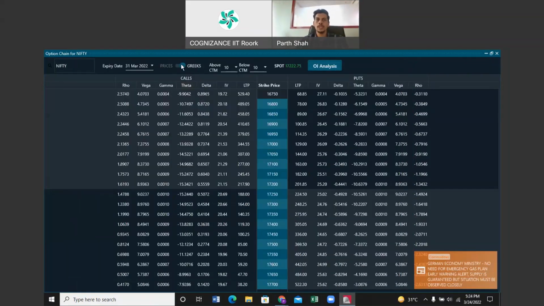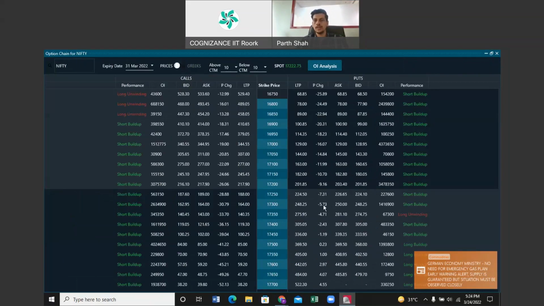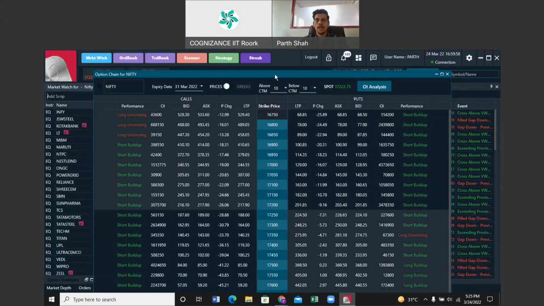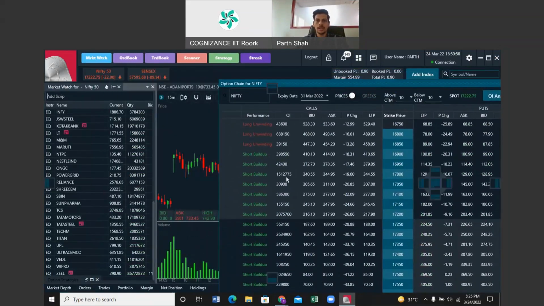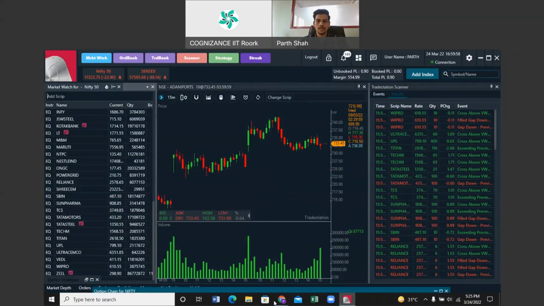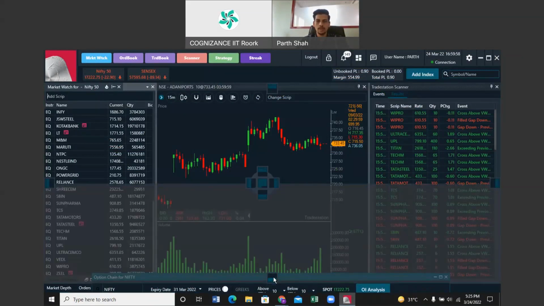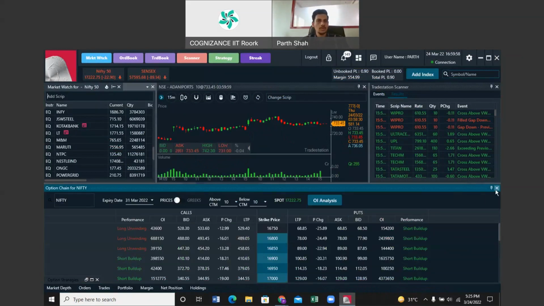So this is the option chain which you can quickly use to make your trades, where you see the option performance and everything in real time. And you can keep this floating anywhere else, or you can dock this as well somewhere. So I want to dock it at the bottom. So I'll do that. But as of now, we don't want it, I'll just close it.